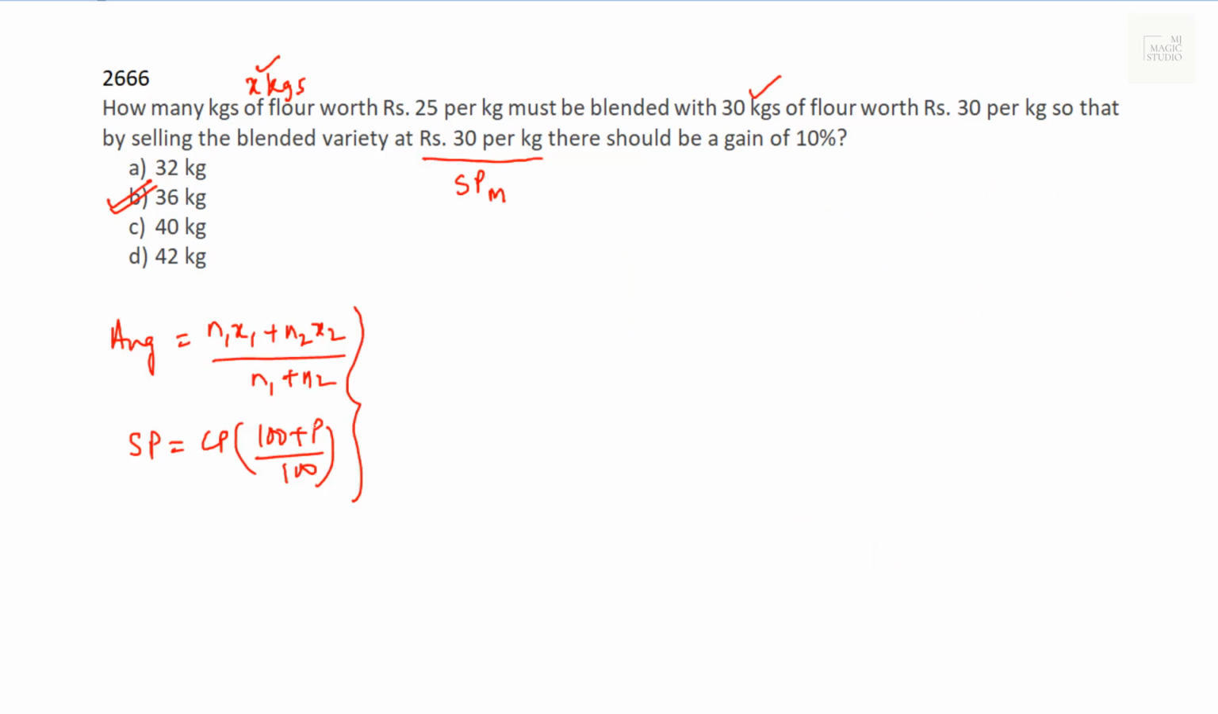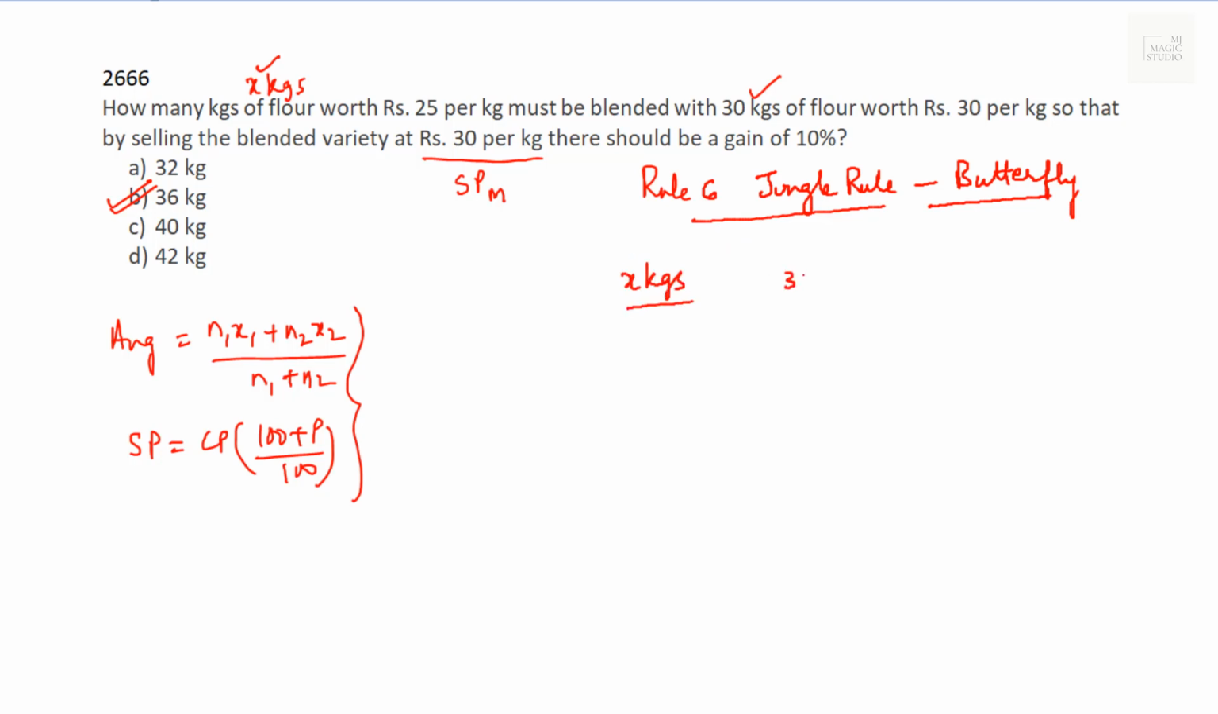But that was, I think, the lengthiest process to solve these kind of questions. Here very easily we can use rule 6 from our jungle rule book, and that is butterfly diagrams or the butterflies. x kgs of type 1 is taken, which is blended with 30 kgs of type 2. Cost price of type 1 is 25 and cost price of type 2 is 30.